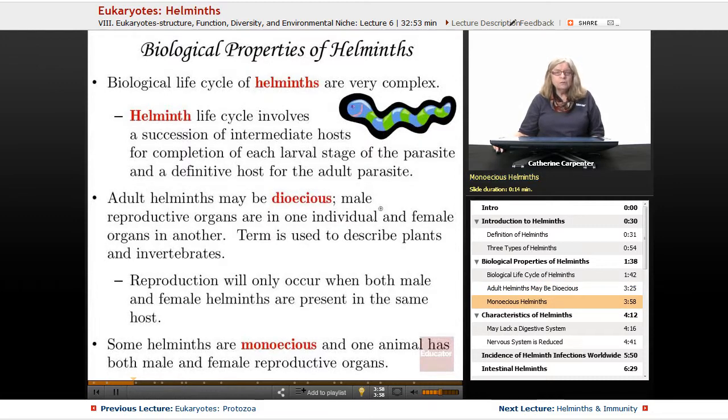So in terms of reproduction in the human host, it can really only occur when both the male and female are present in the same location in the same human host. That's very important.